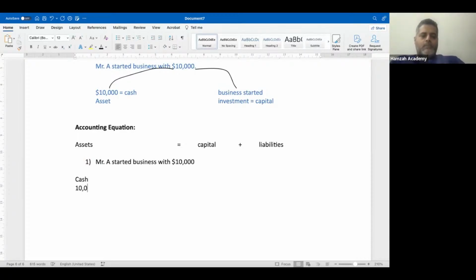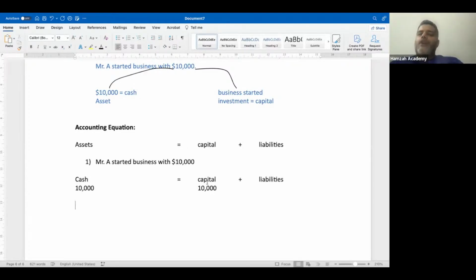Cash 10,000 is equal to capital plus liabilities. So 10,000 is equal to 10,000. The duality concept: because this business started, this is the amount of cash. So cash is the asset. Similarly, this is the amount with which the business has been started. So this is my capital. So I can write 10,000 cash, my asset, is equal to my capital 10,000, right?